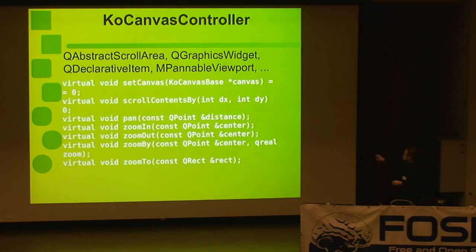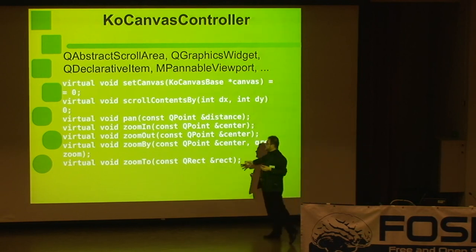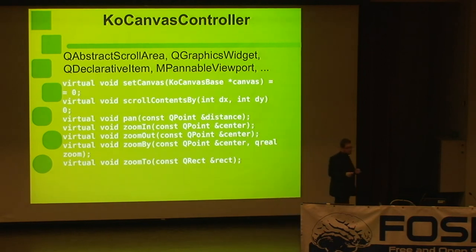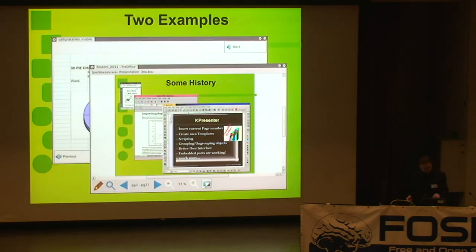So, KOCanvas controller, you set your canvas, which we just got from the view on the canvas controller, and then you have to implement these methods and integrate them with your application's user interface. Scrolling, panning, zooming, zooming, and zooming. The proliferation of zoom methods is a wart in our API, which we really should fix. But that's what you get when you develop software iteratively.